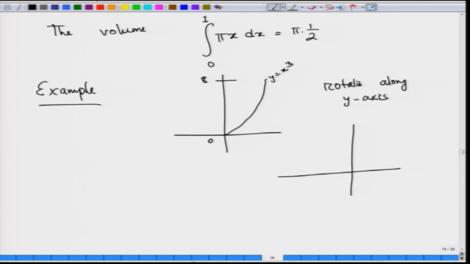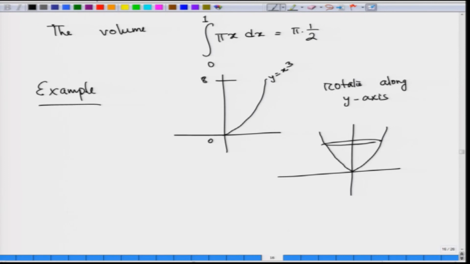You get a picture like this, a basket. And here, instead of taking the plane perpendicular to the x axis, if I take the plane which is perpendicular to the y axis, then the cross section is something like this. Right. So, now the cross sectional area is nothing but pi r square, this is going to be the r.